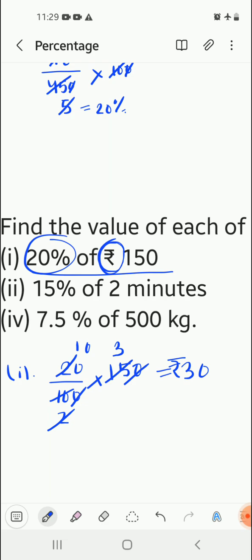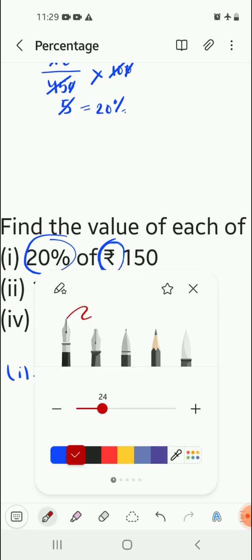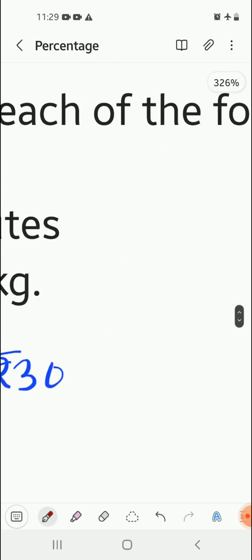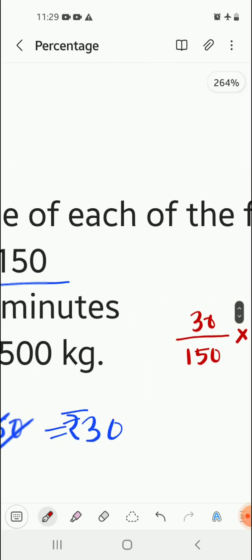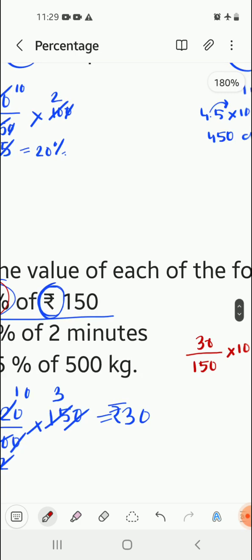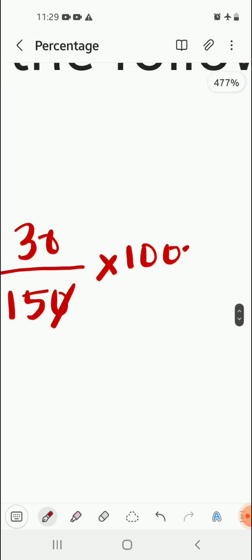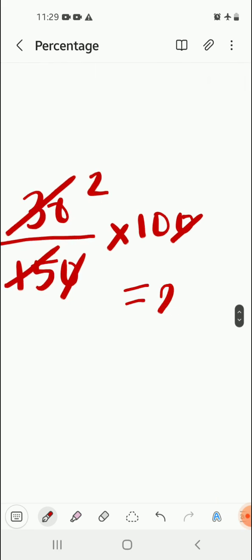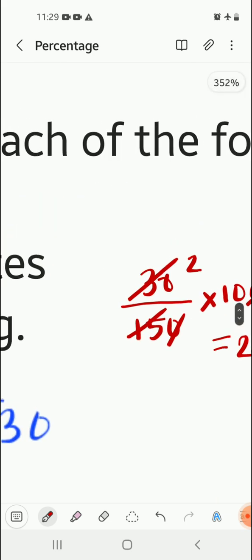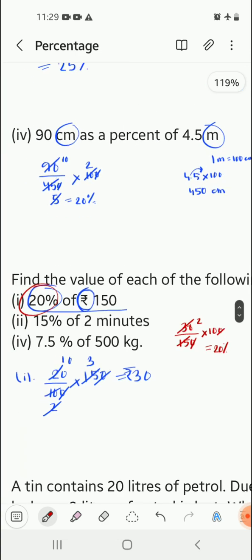We can cross check whether we are correct or not. It's not the part of the question, but still we will be doing it. Like see, 30 of 150 rupees into 100. Once we do it, we will find the answer that we get is 20%. See, cancel things out. See, 2 into 10, 20. So we can say that the answer is correct.